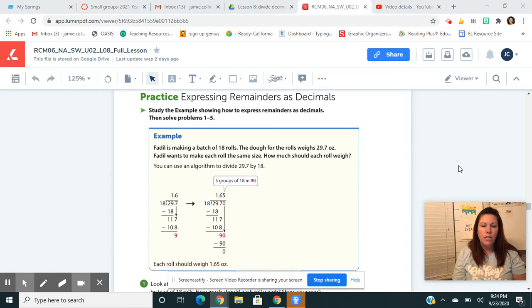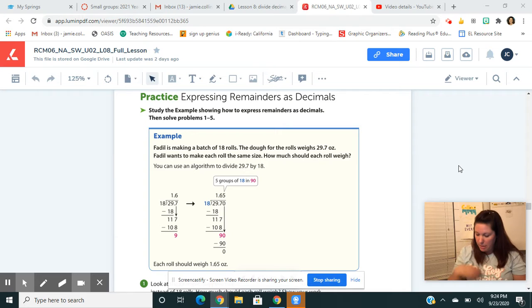Hey guys, so today we are working with division, and this time we're working with division with decimals. When we have a remainder, we've been learning how to extend that remainder by adding a zero after the decimal and bringing that down, because whenever we're dividing decimals, we do not have remainders. So we want to continue to add zeros until we get nothing left.